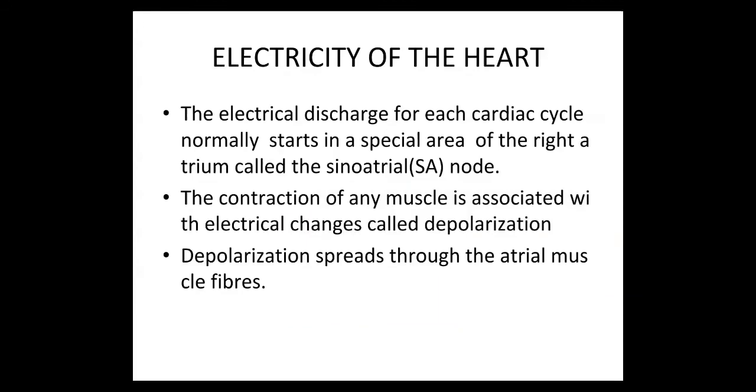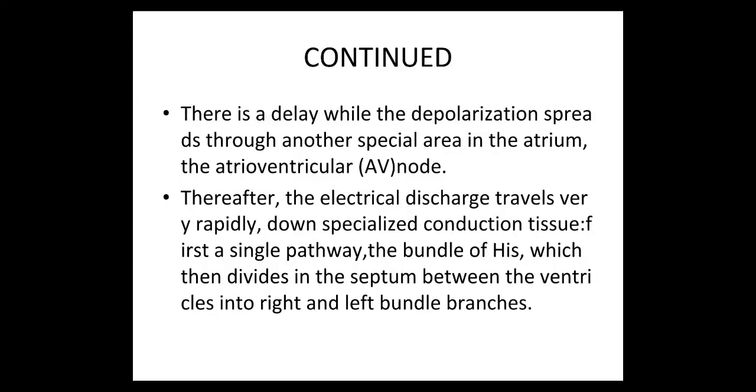Electricity of the heart. The electrical discharge for each cardiac cycle, as I've already told, normally starts in a special area of the right atrium called the sinoatrial or SA node. The contraction of any muscle is associated with electrical changes called depolarization. Depolarization spreads through the atrial muscle fibers. There is a delay while the depolarization spreads through another special area in the atrium, the atrioventricular or AV node.